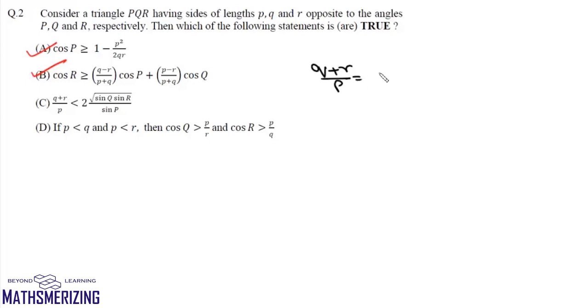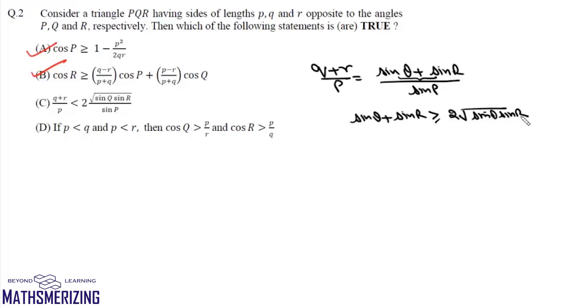(q + r) upon p as (sin q + sin r) upon sin p. Now if we use AM and GM for sin q and sin r, then sin q + sin r will be greater than or equal to 2 under root sin q sin r, and if we divide it by sin p, then (q + r) upon p is actually greater than or equal to 2 under root sin q sin r upon sin p. So that means this option C is incorrect.